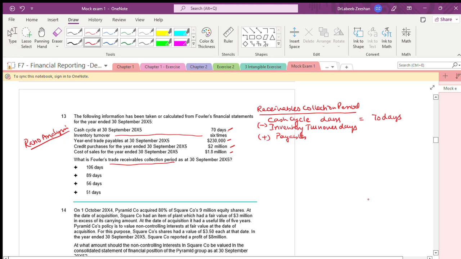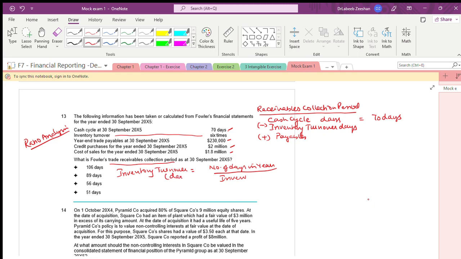Now, what is the inventory? This is our first time doing ratio analysis. The formula for inventory turnover days is the number of days in a year divided by inventory turnover in terms of times.